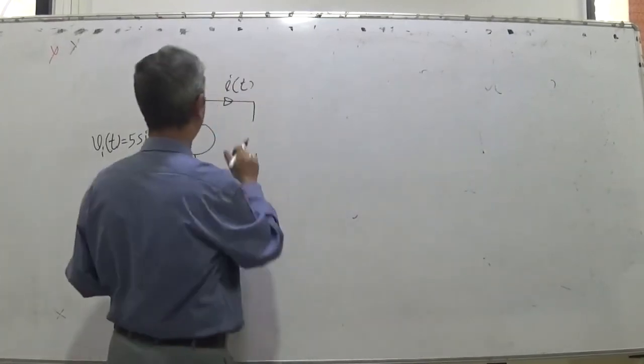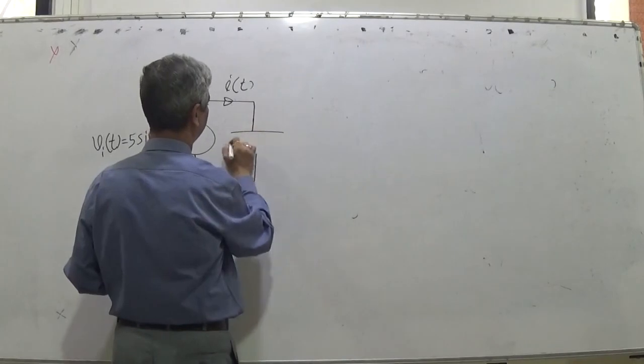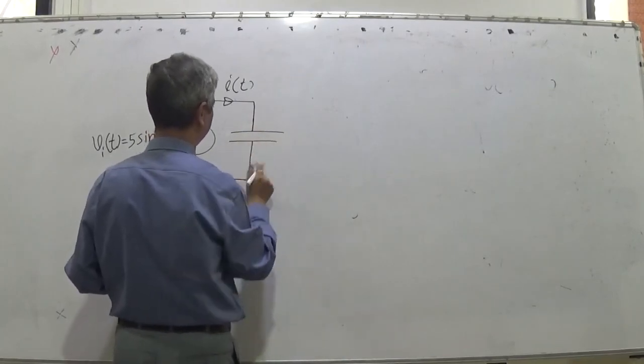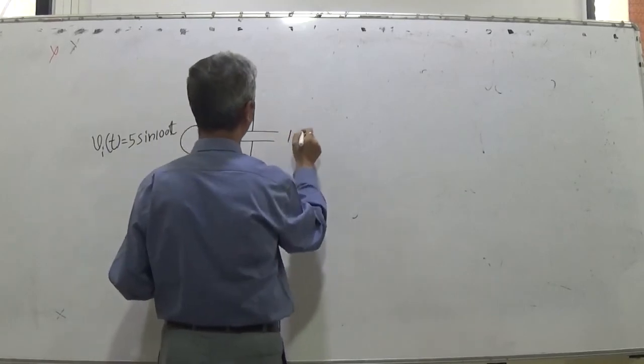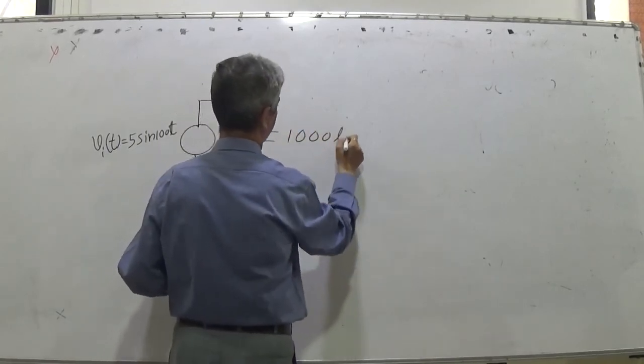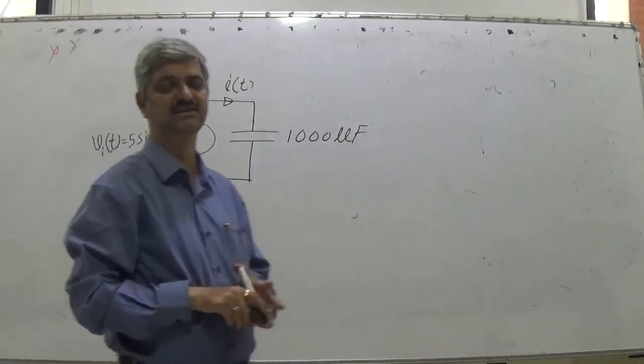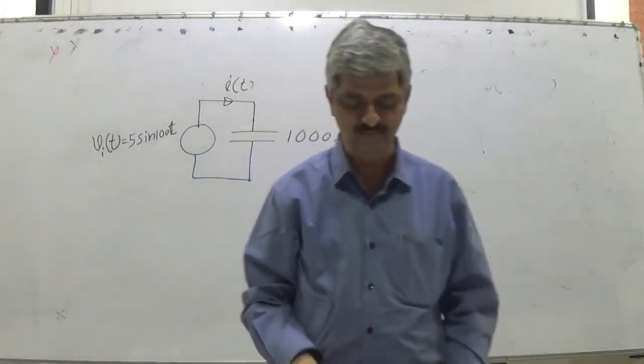Now if I have a capacitance, normally capacitance is small, say 1000 microfarad. Capacitance is 1000 microfarad.